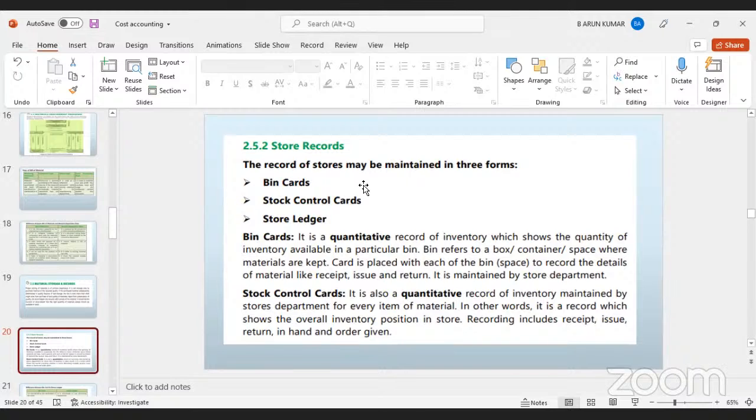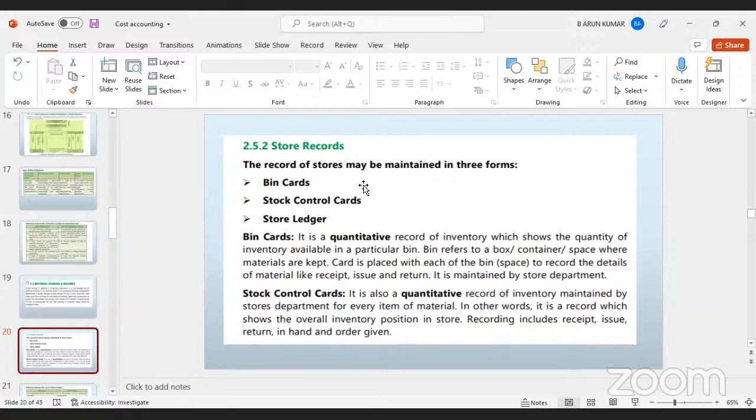In the bin card, it is a quantitative record of inventory which shows the quantity of inventory available in a particular bin. Bin refers to a box or container or space where materials are kept. A card is placed with each bin to record the details of materials like receipts, issues, and returns. It is maintained by the stores department.